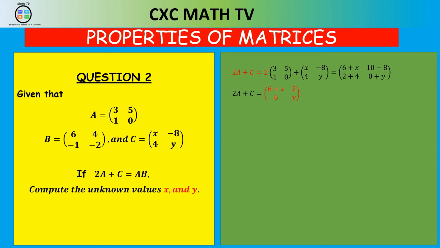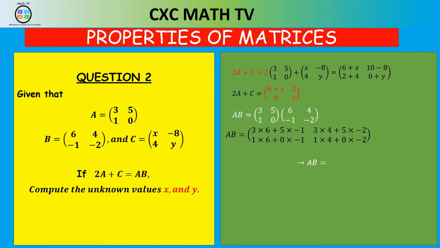Now we need to work out AB. We know it is row by column already, and we already looked at how to multiply matrices in other videos, so let's just work it out here without doing too many steps. We know it's 3 times 6 plus 5 times negative 1. Then we have 3 times 4 plus 5 times negative 2. Then 1 times 6 plus 0 times negative 1. Then 1 times 4 plus 0 times negative 2. Simplifying all of those, we get AB equals 13, 2, 6, 4.